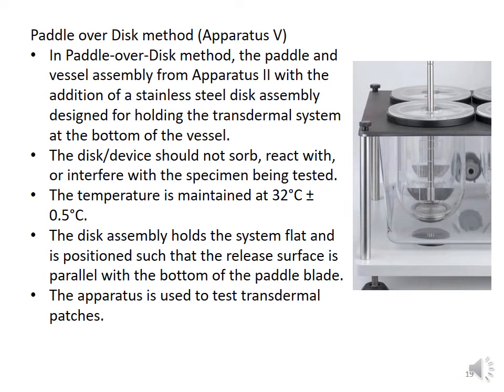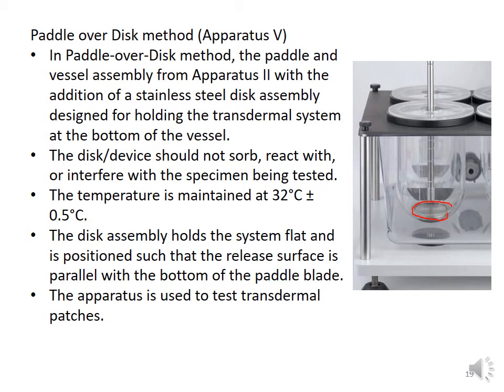USP Apparatus 5, paddle over disc method. In the paddle over disc method, the paddle and vessel assembly is from Apparatus 2, with the addition of a stainless steel disc assembly designed for holding the transdermal system at the bottom of the vessel. This is similar to Apparatus 2 with the addition of the stainless steel disc assembly.